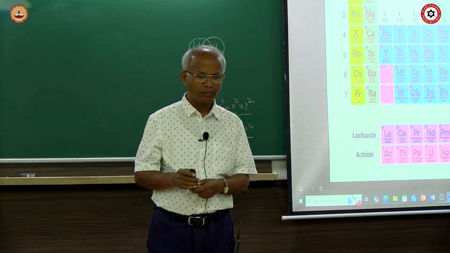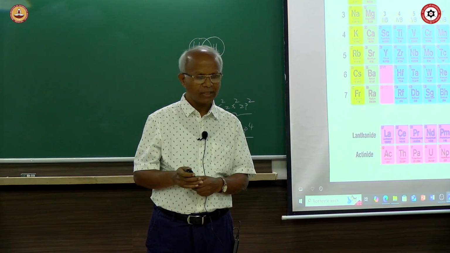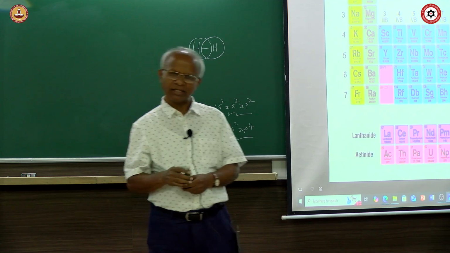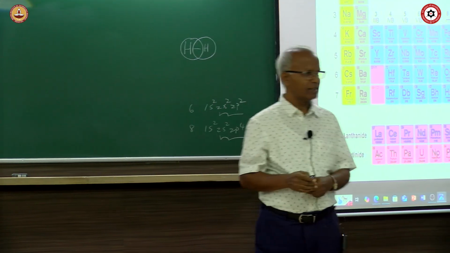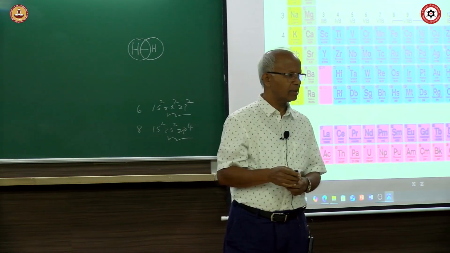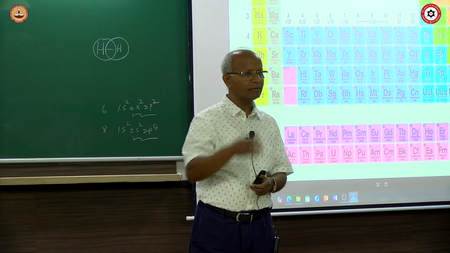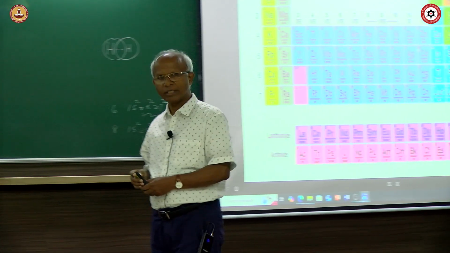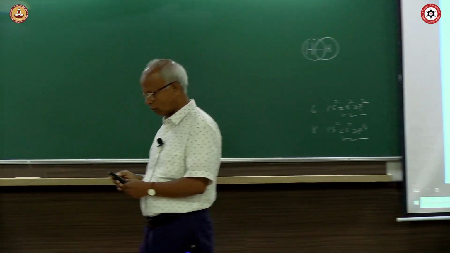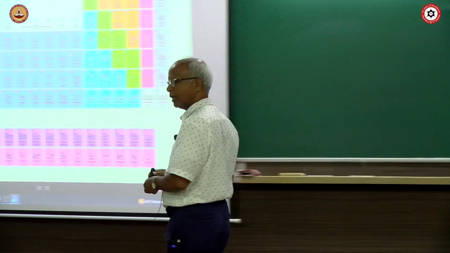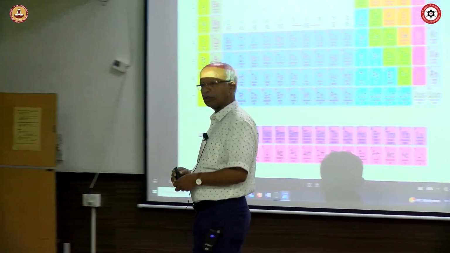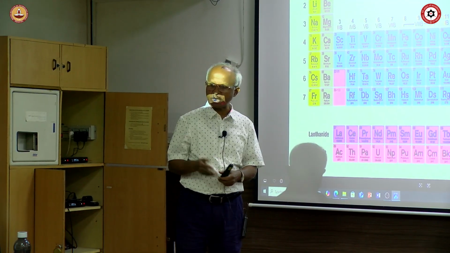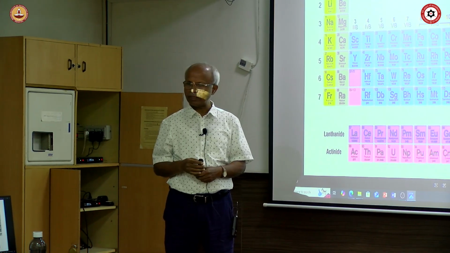+2. You can tell loudly, no? I can hear, but I want others also to hear. You can be wrong. +3. Okay. +3 and +6 are very common for chromium: dichromate, chromic oxide. So +6 is more common than +3. Of course, both oxidation states are stable, very stable.